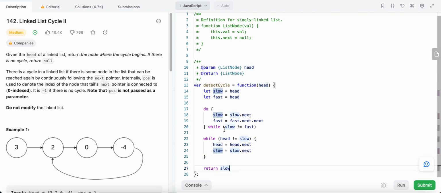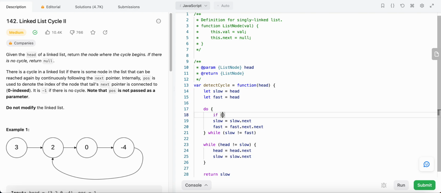So there's one mistake in this code that we need to fix, and that's that we are assuming that there is a loop. What in case there is no loop? If there is no loop, at one point fast would be equal to null, or the next of fast would be equal to null. So in that case we will get an error. So we need to find the case where there is no cycle, and we need to return a null value in that case.